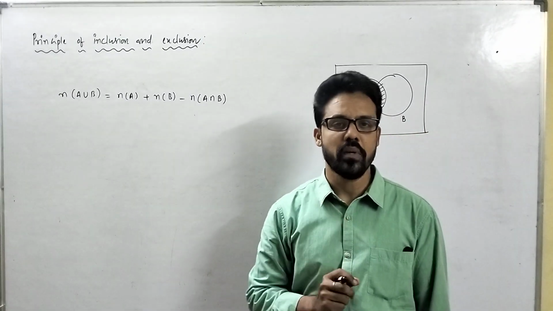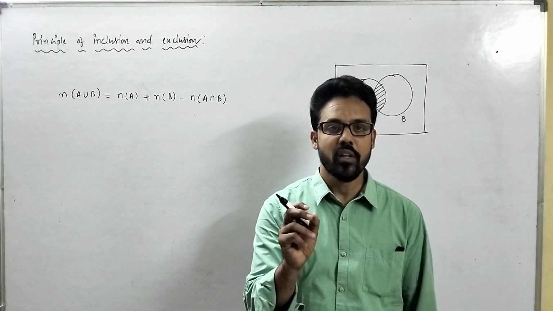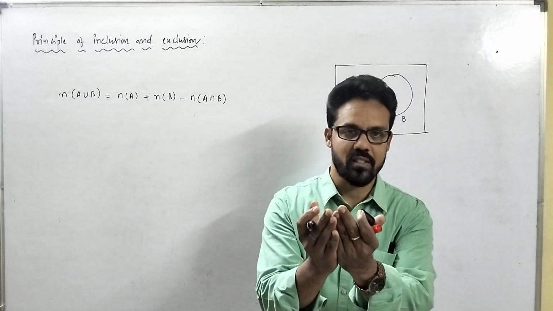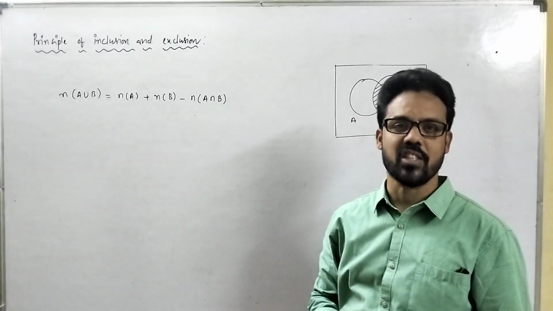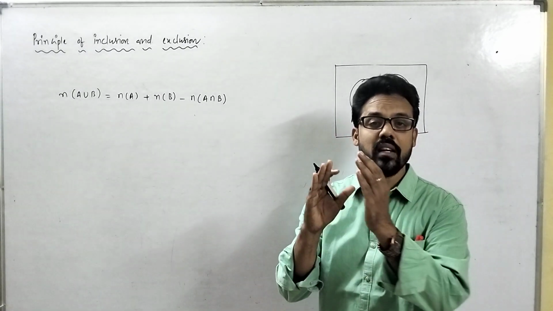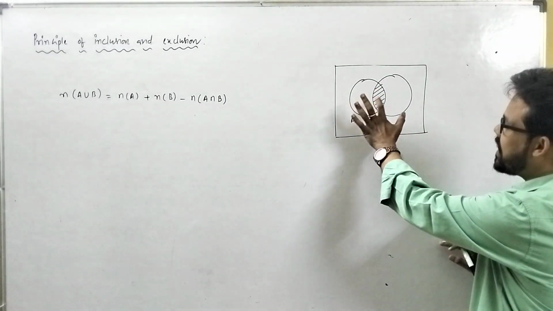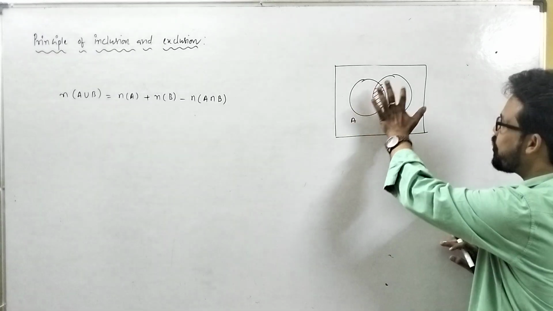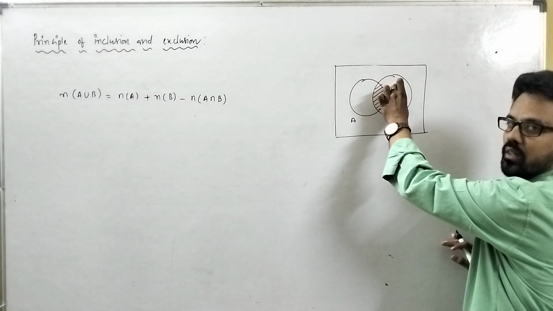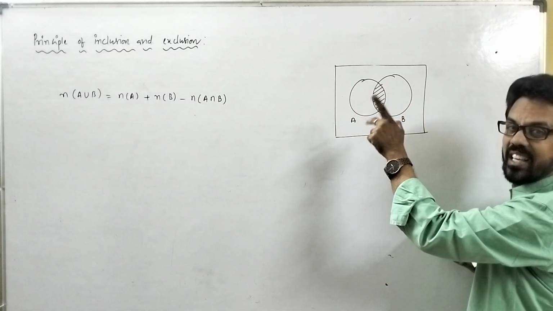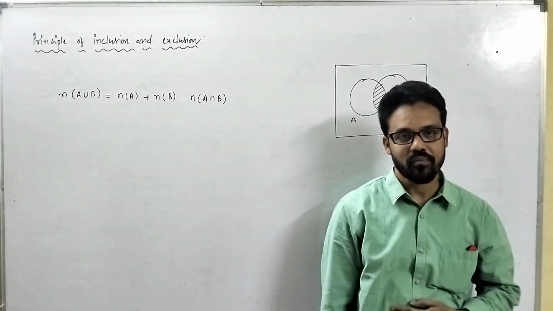n of A union B, the cardinal number of elements of A union B, with the union combining both the non-empty sets, gives n of A plus n of B minus n of A intersection B. Why are we removing the n of A intersection B part here? For example, this is set A. In set A also there is an intersection part. In set B also there is a common intersection part. Hence we are adding these two. We have to subtract, because since that part exists 2 times, we should subtract 1 time. That gives n of A union B.